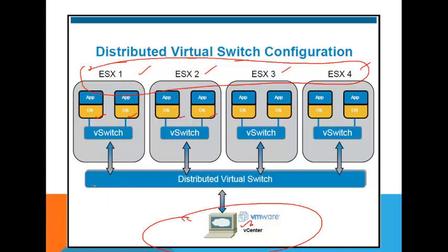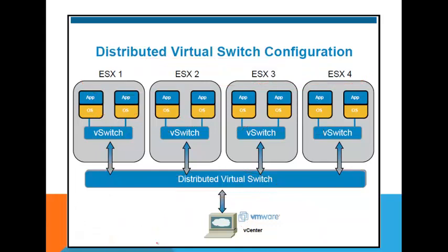This distributed virtual switch takes care of managing, configuring, and maintaining these vSwitches. All that we do is just do the configuration here. This takes care of the other individual vSwitch configurations. Now, the Cisco Nexus 1000V, this is very important. The distributed virtual switch is very important.